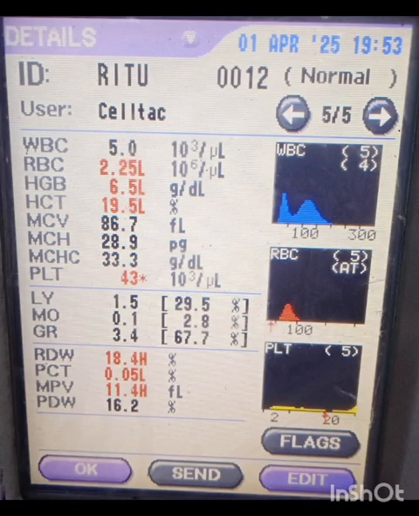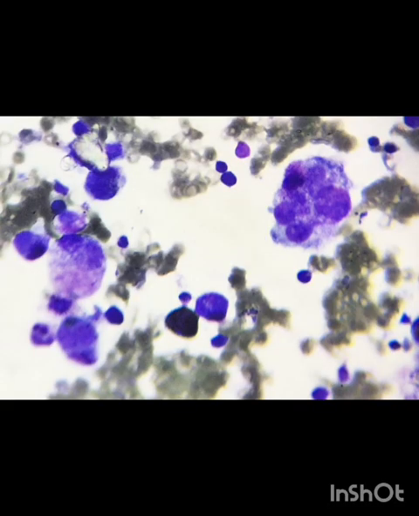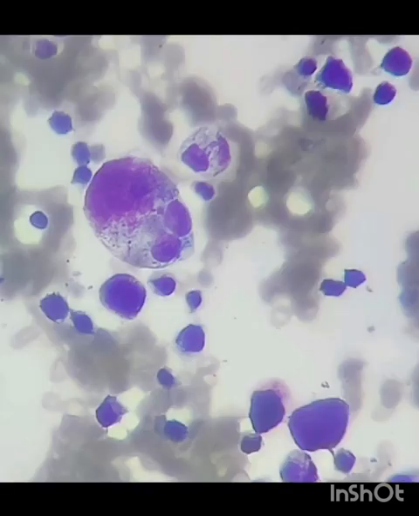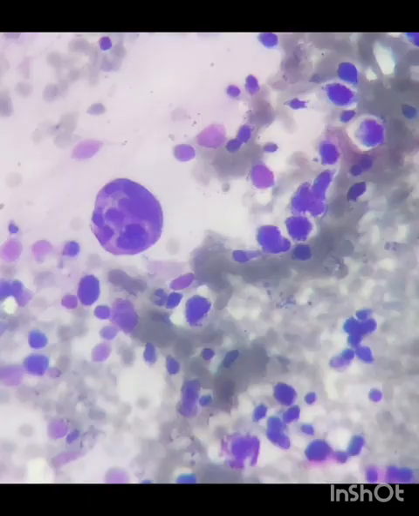So this is a case of a 37-year-old female presented with bicytopenia, having anemia and thrombocytopenia. The clinician was suspecting leukemia as the patient was also having mild splenomegaly. Later on, a bone marrow examination was performed, and this is the image of the bone marrow showing hemophagolymphohistiocytosis activity with hematopoietic cells engulfed by macrophages, as you can see in the images.